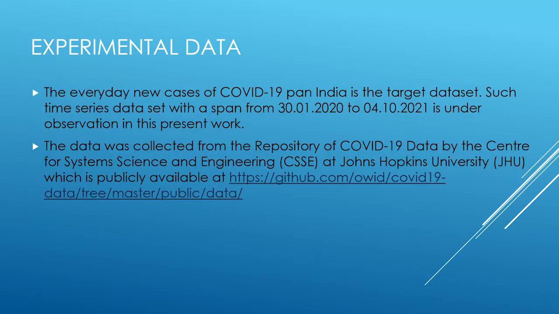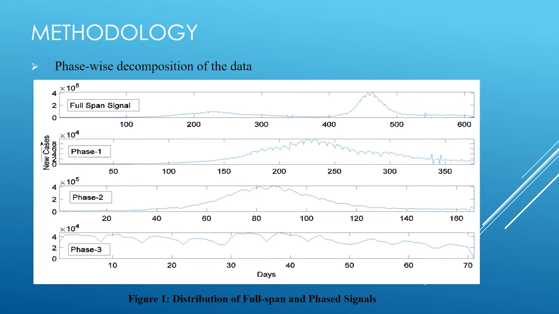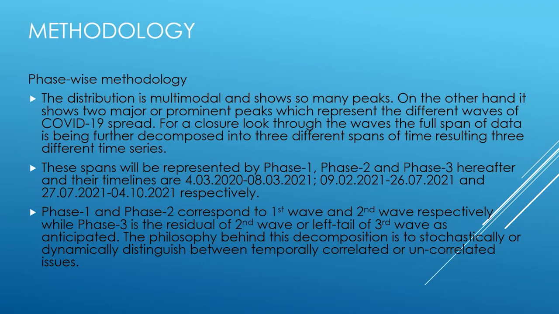The experimental data used here is collected from the repository of the COVID-19 Data Center for Systems Science and Engineering at Johns Hopkins University, which is publicly available at the site I have given. Here is the phase-wise decomposition of the data I collected. This is the full span signal of the data, which is further subdivided into three phases. Phase 1 and phase 2 correspond to the first and second waves that happened in India, and the third phase corresponds to the leftover of the second wave and the full third wave that occurred in India.